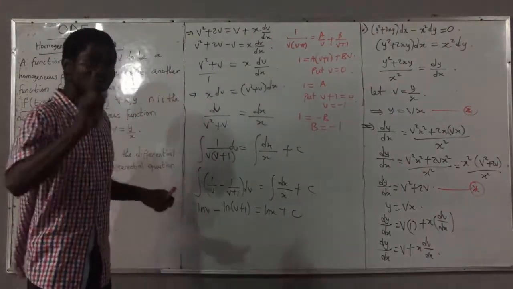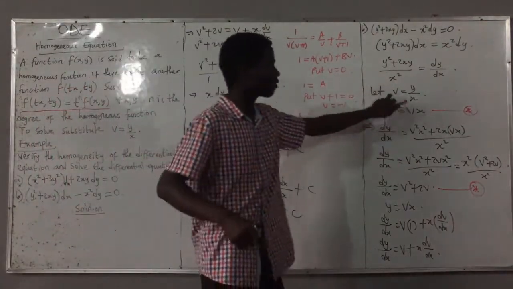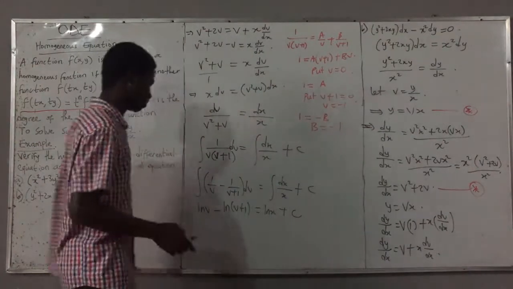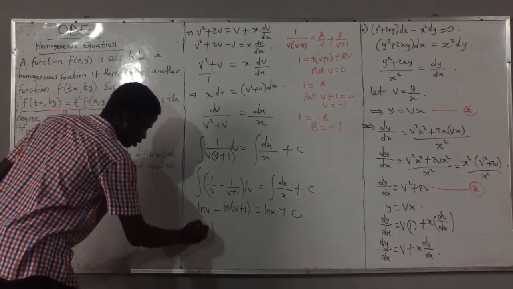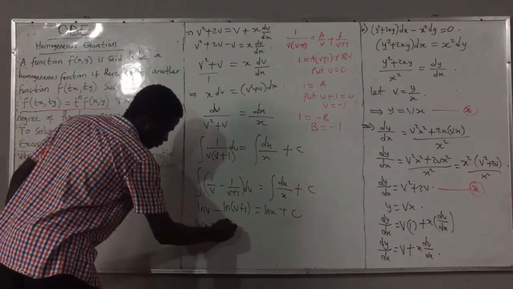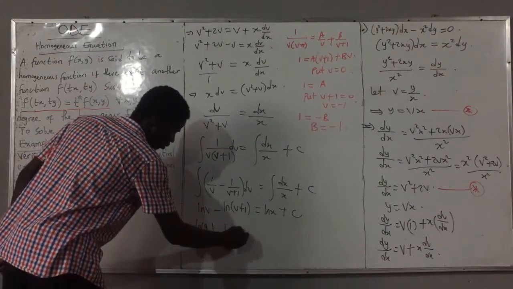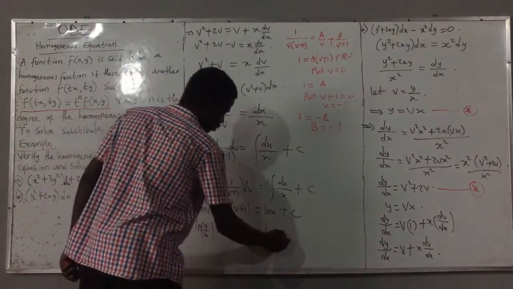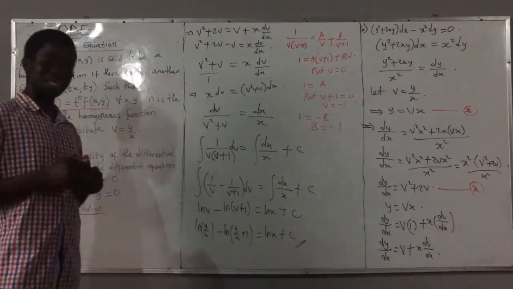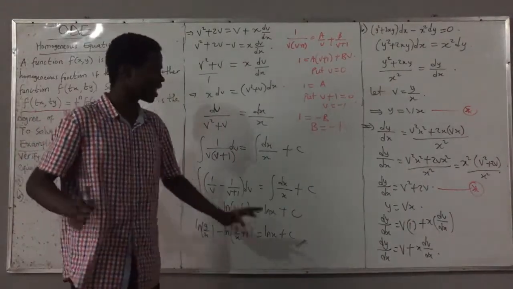And you are true, but don't forget, v is what? y over x. You must put it back. This is ln of what? y over x minus ln of y over x plus 1 equal what? Ln x plus c. You can leave your answer like this. You are true, and that will be the answer.